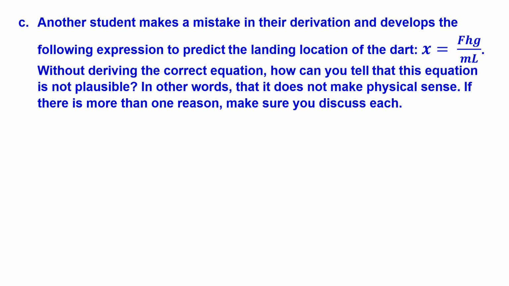Another student makes a mistake in their derivation and develops the following expression to predict the landing location of the dart, which means the horizontal distance x. This equation is F h g, force multiplied by the height times the acceleration due to gravity g, divided by the product of mass and the length of the tube. So without deriving the correct equation, how can you tell that this equation is not plausible? In other words, that it does not make physical sense.